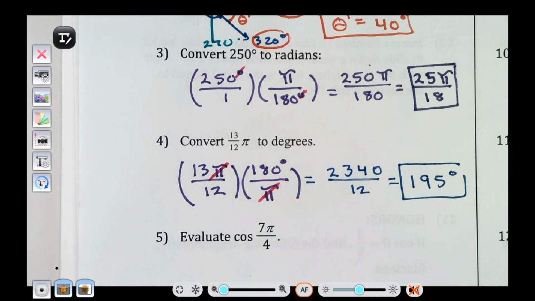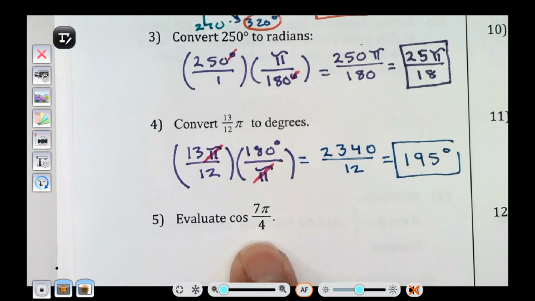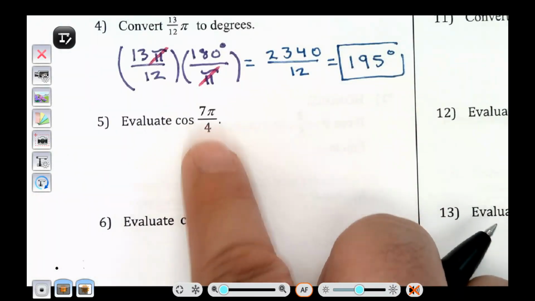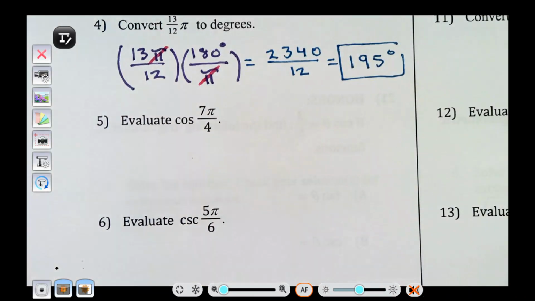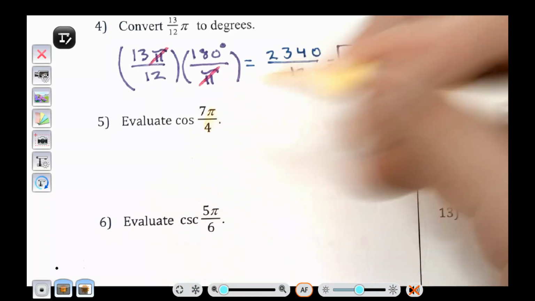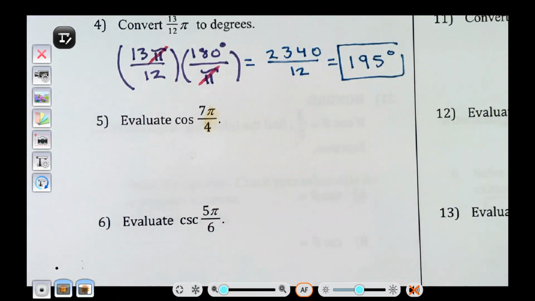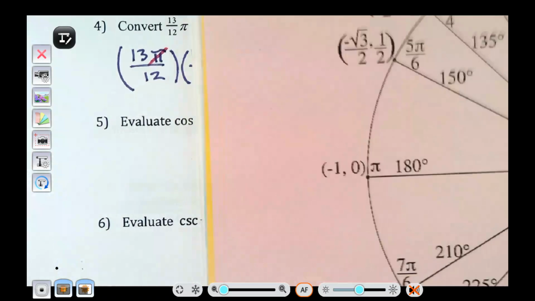Now, the next thing, evaluating. This is going to be one of the bigger things that you're going to need for math analysis and for calculus if you were to go there. They want me to evaluate what cosine of 7 pi over 4 is. Now, pi over 4 is one of our reference angles. And there's a couple ways of doing this. One of the techniques that was taught to the CP course was this. This is a unit circle question.